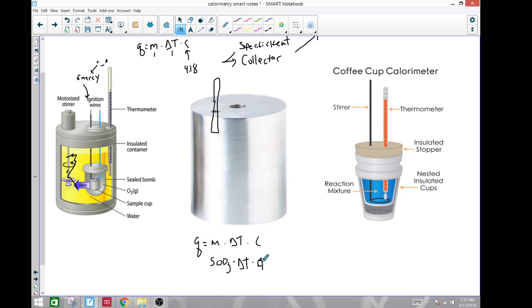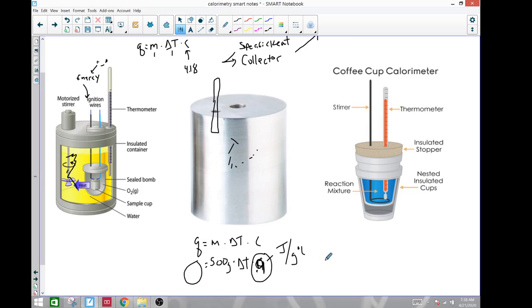So this guy, you drop something in, it radiates energy or gives off energy, and the block warms up. And that tells us how much energy we have. So why is this our known collector? Because we know that 0.9 is the specific heat of this guy. And that's joules per gram per Kelvin or degrees Celsius.